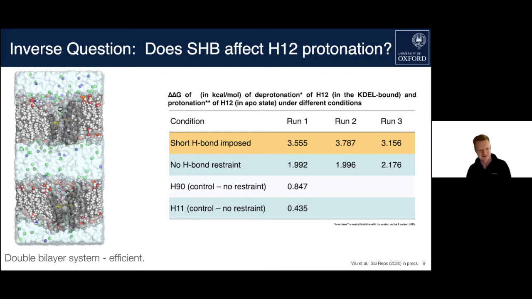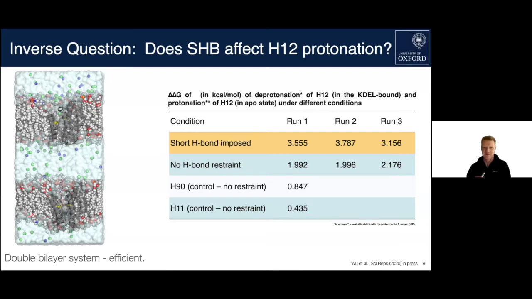I'm not going to bore you with the details. We do that in a rather efficient way. We do two calculations at the same time, and that's what I'm showing you, how this is set up in reality. We basically have an apo state here and a KDEL bound state here, and we do two simultaneous free energy calculations in the same box, if you like.